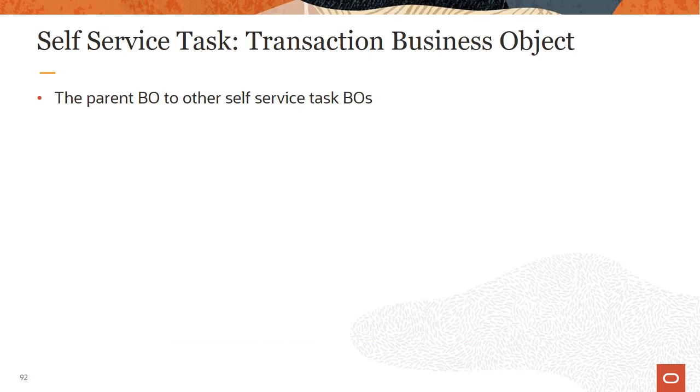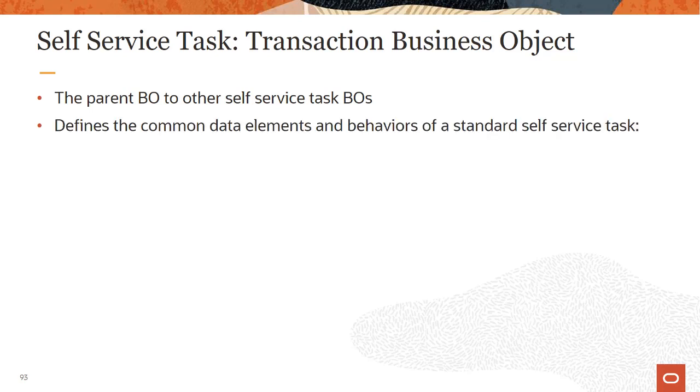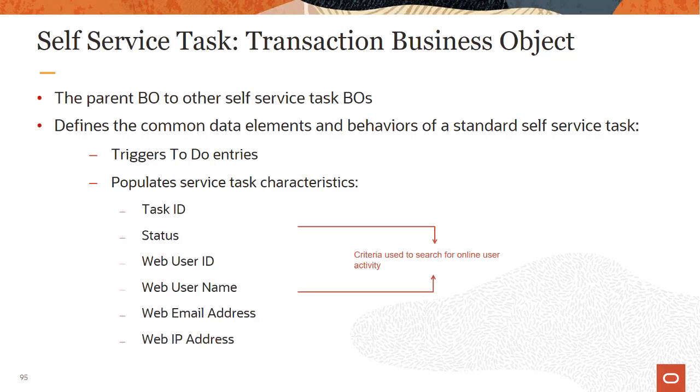The self-service customer request task transaction business object is the parent business object to other self-service task business objects. This business object defines the common data elements and behaviors of a standard self-service task. For example, this business object triggers to-do entries and populates service task characteristics, which are the criteria that are used to search for online user activity. These task characteristics include task ID, status, web user ID, web user name, web email address, and web IP address, which are the criteria used to search for online user activity.